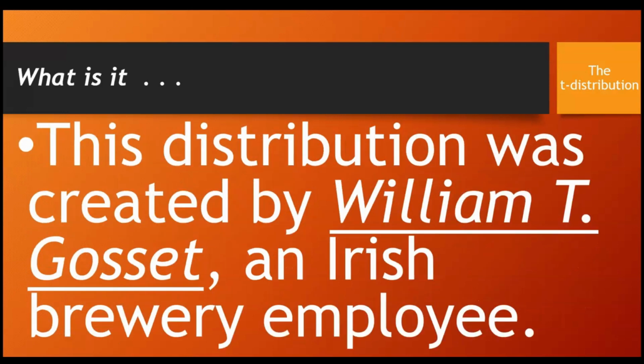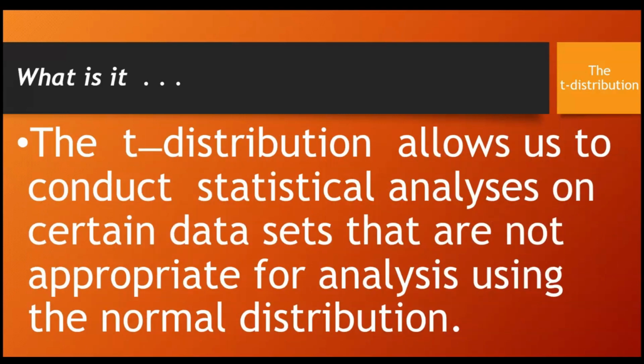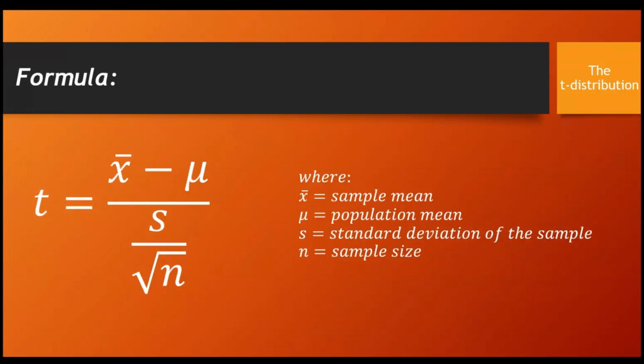This distribution was created by William T. Gossett, an Irish brewery employee. The t-distribution allows us to conduct statistical analysis on certain data sets that are not appropriate for analysis using the normal distribution. So basically, when n is small and the population standard deviation is unknown, we use the t-distribution.